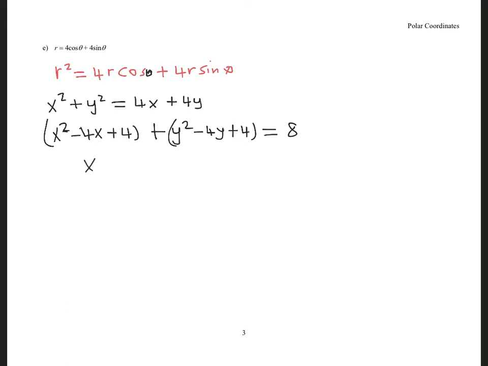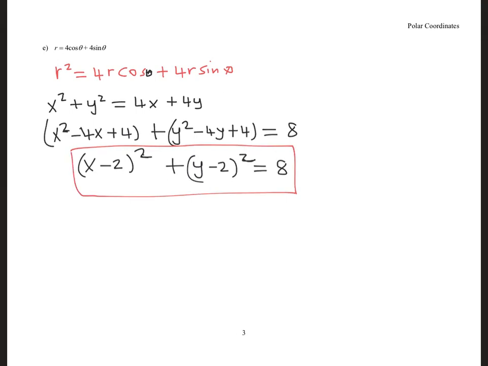Then this becomes x minus 2 squared plus y minus 2 squared equals 8. And there is my equation.